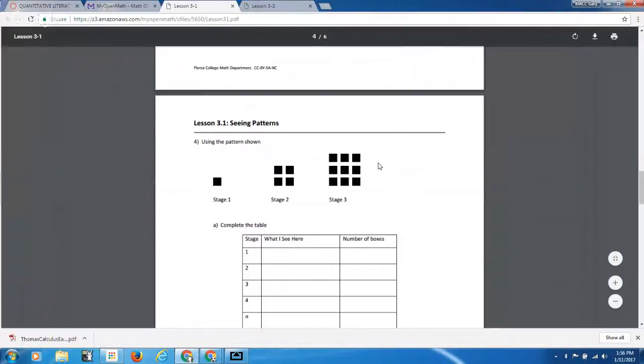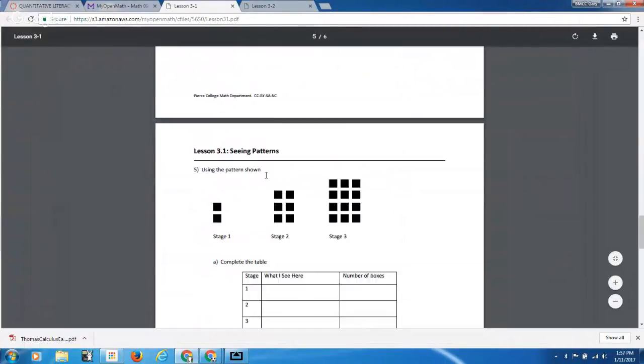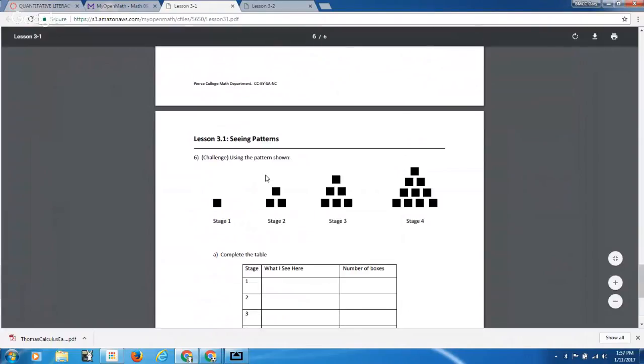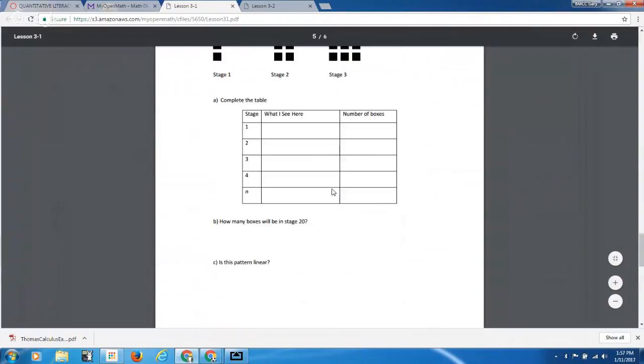So I'm going to let you play with number 4 and number 5 and number 6 here. You'll find that they're similar but slightly different. I think number 6 is the trickiest one. It does say challenge there.